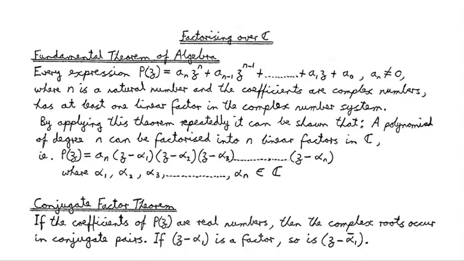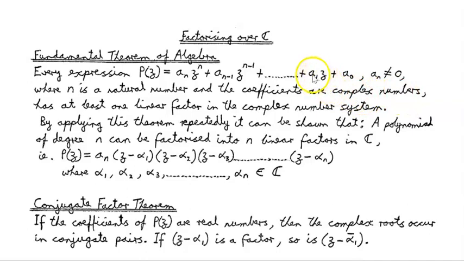Right, let's look at factorising over complex numbers. We'll start with the Fundamental Theorem of Algebra. This theorem says that every expression p, a function of z equal to a_n z^n + a_(n-1) z^(n-1) plus all the way down to a_1 z + a_0, where the a_n are not equal to 0 and where n is a natural number and the coefficients are complex numbers.